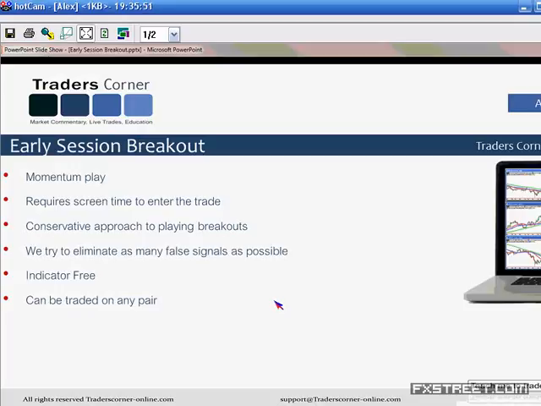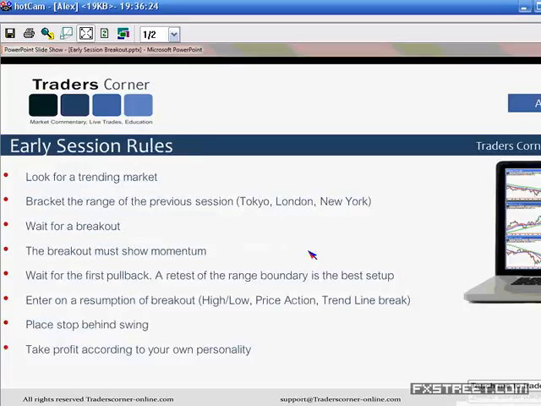But if you are a little bit more aggressive, then, you know, you can find ways and means to help it fit your personality. Now, we try to eliminate as many false signals as possible. Okay, now that obviously goes with the conservative nature of the system. It's indicator free. You can use indicators if you want, but it's literally just core technical analysis. So, you know, some trend lines, horizontal lines, and that's literally it. And it can be traded on any pair. All right, so that's the basis of the system so far.